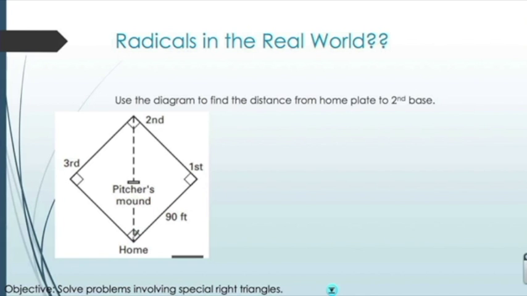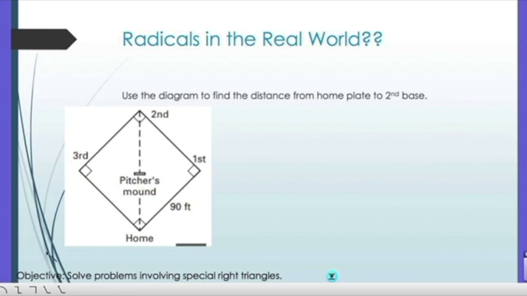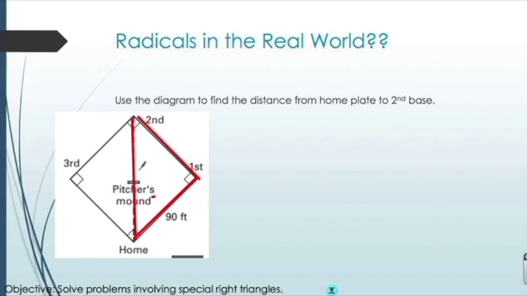And the distance from home plate up to the second base basically cuts this into two congruent right triangles. And since they're all 90, it's a square, that means that everything is 90. That means these are congruent. That means that these are both 45-degree angles. Thus, we have a 45, 45, 90.